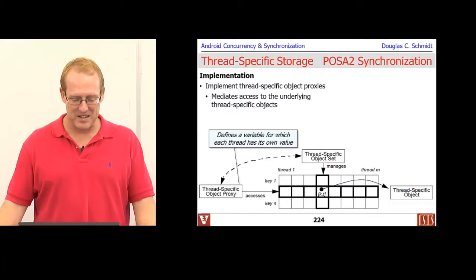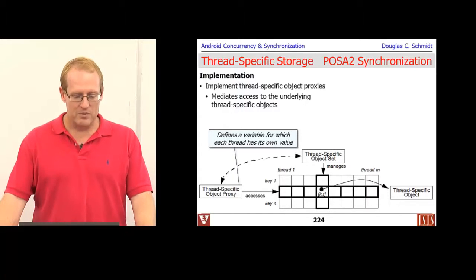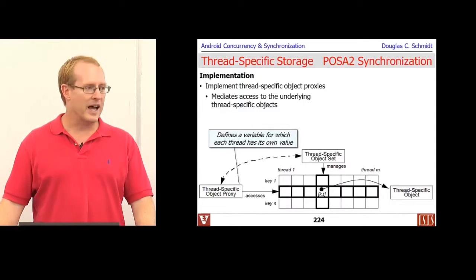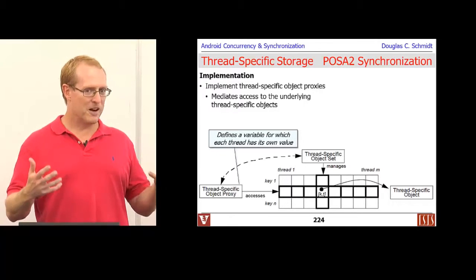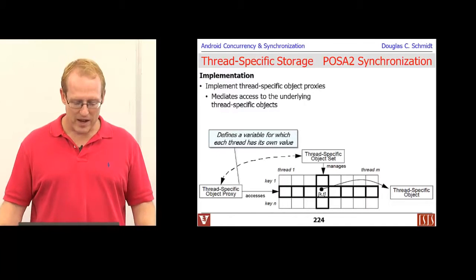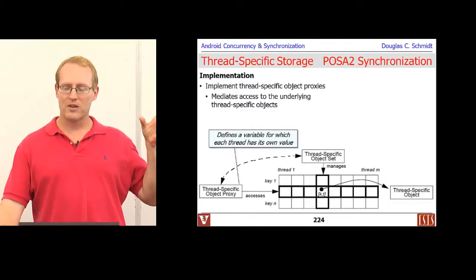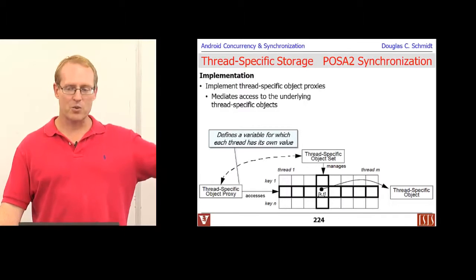All right, so how does this actually work under the hood? What's the technique? So there's a couple things you got to think about. First thing you got to do is implement some kind of thread-specific object proxy. And this is the guy that mediates the access to the underlying framework that keeps track of all these moving parts. And essentially what you're doing is you're defining an interface for a variable. It looks just like a regular variable object, but each instance of it is stored in a thread-specific way.